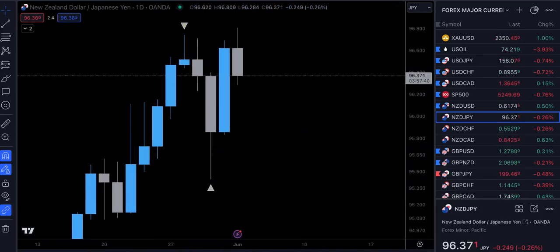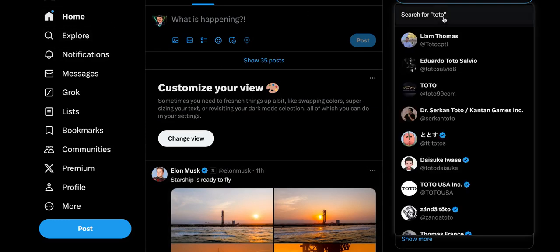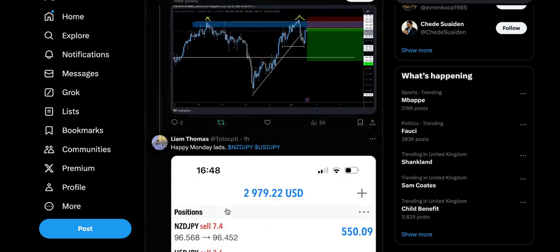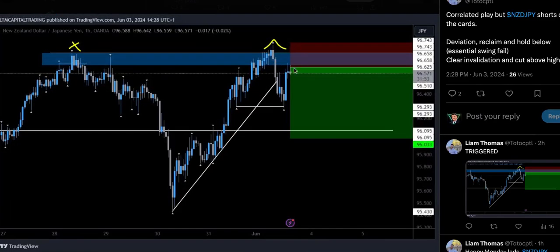I just want to show you guys on Twitter as well. Capital Twitter, correlated play, of course, with USD JPY. Short on the cards, deviation reclaim a hold below, essential swing fail, clear invalidation above range highs. That's this here. And then ultimate targets you've got down at the lows there. So this was my Twitter play that I put in real time.